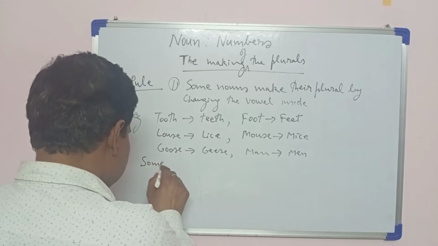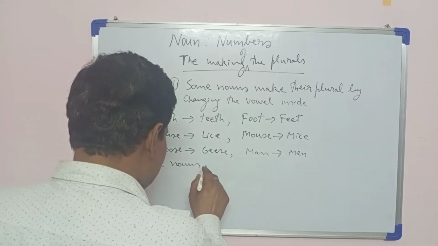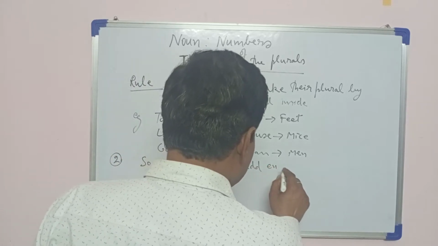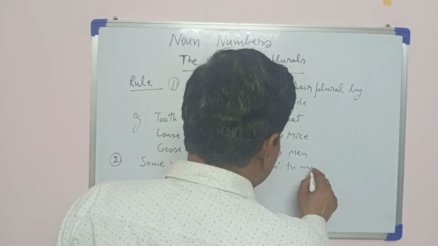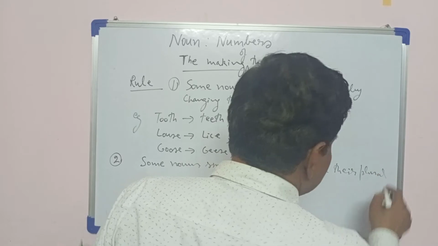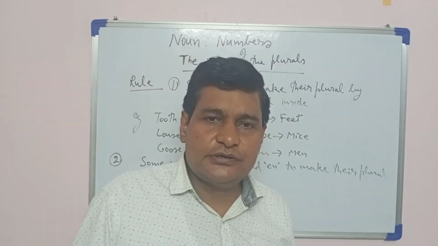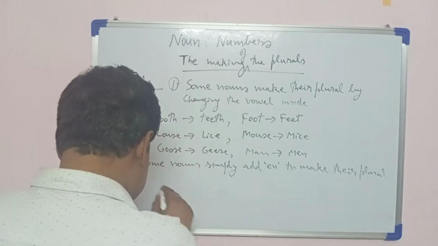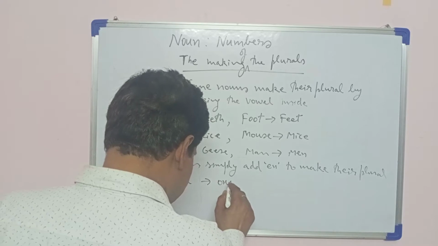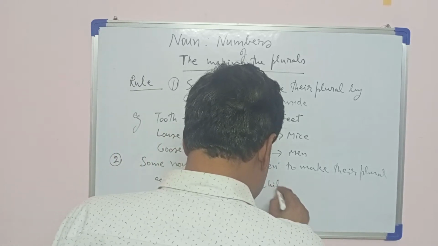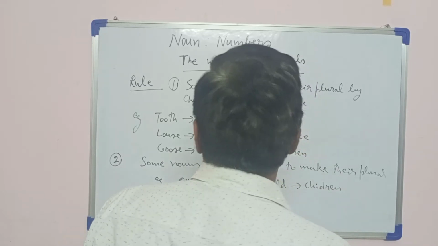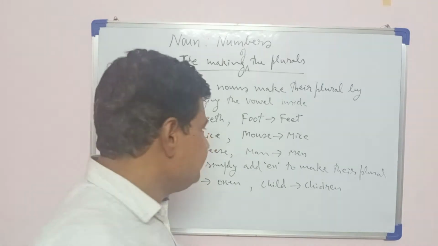Some nouns simply add en to make their plural. Like ox, oxen, child, children. Example, ox, oxen, child, children. Let's proceed further.